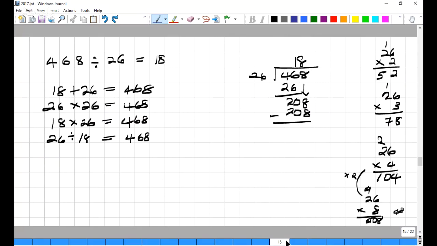Okay, let's go back to Shade. I have 468 divided by 26 being equal to 18. We need to remember that every dog must swim back. D for divide, M for multiply, S for subtraction, and B for bring it down.